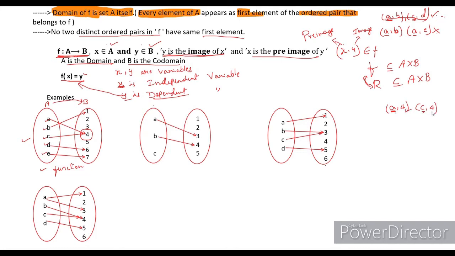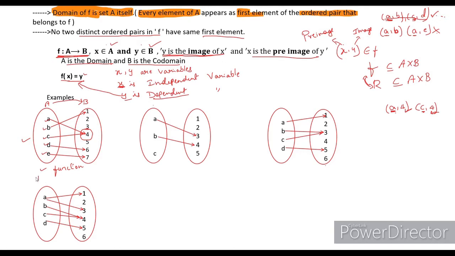Nothing is mentioned about the image. There can be an element which can have two pre-images, but an element cannot have two images, but an image element can have two pre-images. So this satisfies the definition of the function.